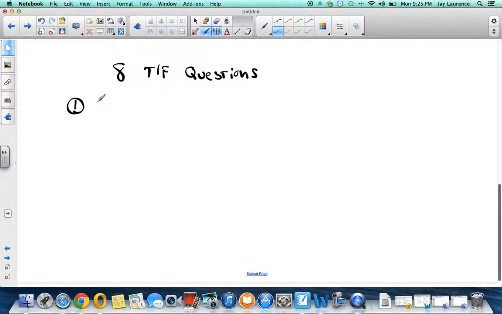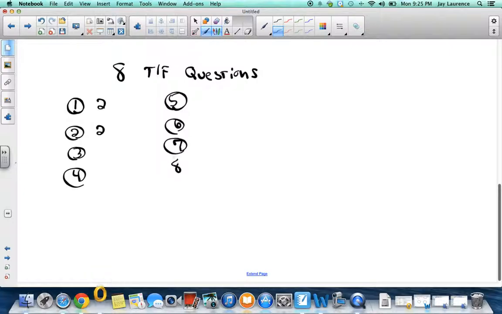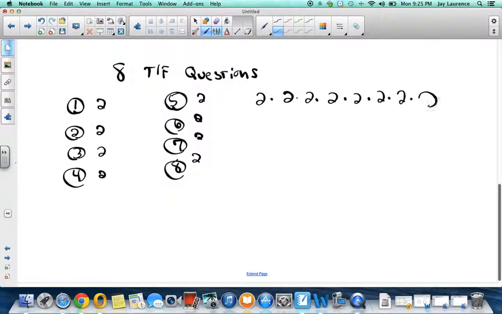Question number 1 has 2 possible outcomes, doesn't it? Question 2 also has 2 outcomes. Questions 3, 4, 5, 6, 7, and 8 all have 2 different outcomes, right? Well, I multiplied the outcomes together. So the number of different outcomes would be 2 times 2 times 2, and so on, or better yet, 2 to the 8th power, which I think is 256.